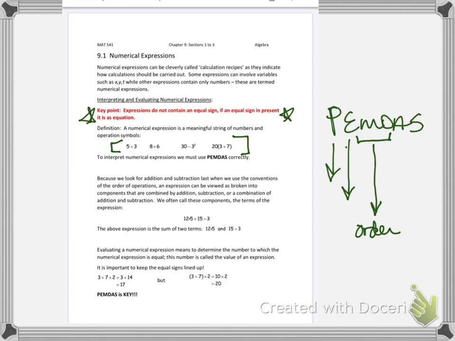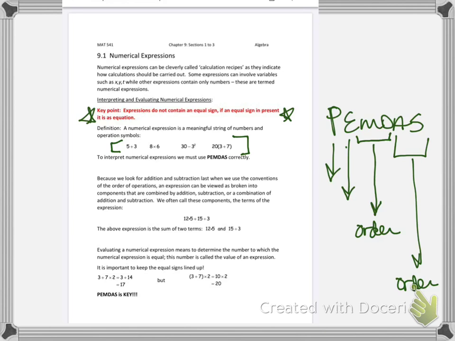Multiplication and division carry the same power or weight, just like addition and subtraction. Do that in whatever order they come, because addition and subtraction carry the same weight. Okay, doing PEMDAS correctly is key.